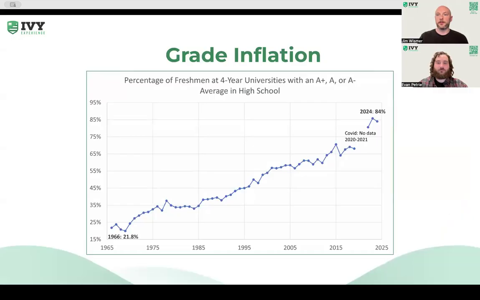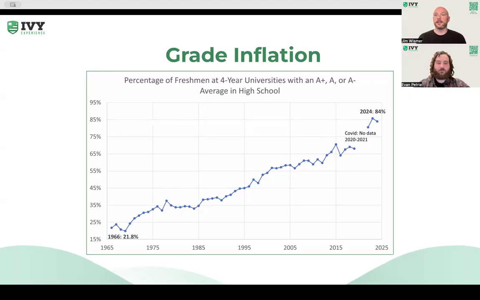Now, the other thing that's really important to mention here is that grade inflation is rampant in American high schools, and this is something that tends to surprise a lot of parents when we talk about it. But essentially, this graph shows that of college-bound American freshmen, about 84% of them report having had at least an A minus average in high school.